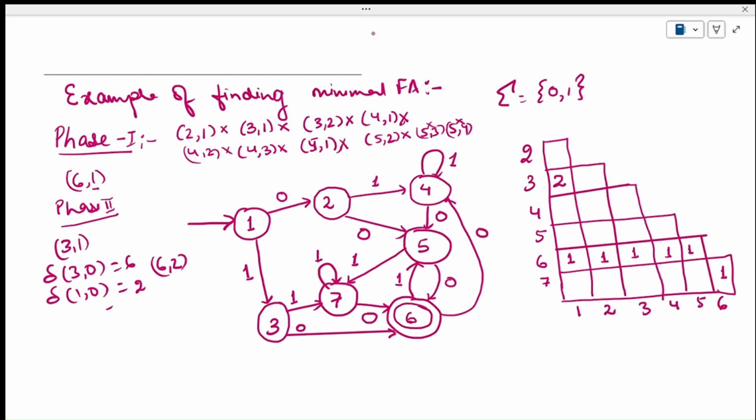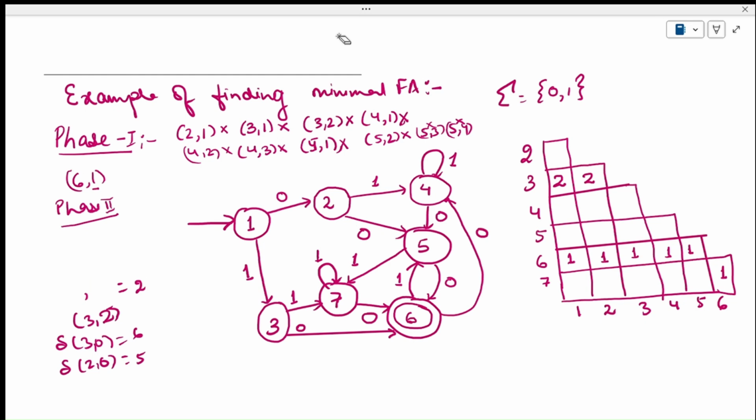Similarly, check for the pair 3 2. 3 on reading 0 is going to state 6. 2 on reading 0 is going to state 5. Check if 6 5 is marked. Yes, 6 5 is marked. So I'll mark this 3 2 also. Now we will go and check for the pairs in the next row, 4 1, 4 2, 4 3 and so on.